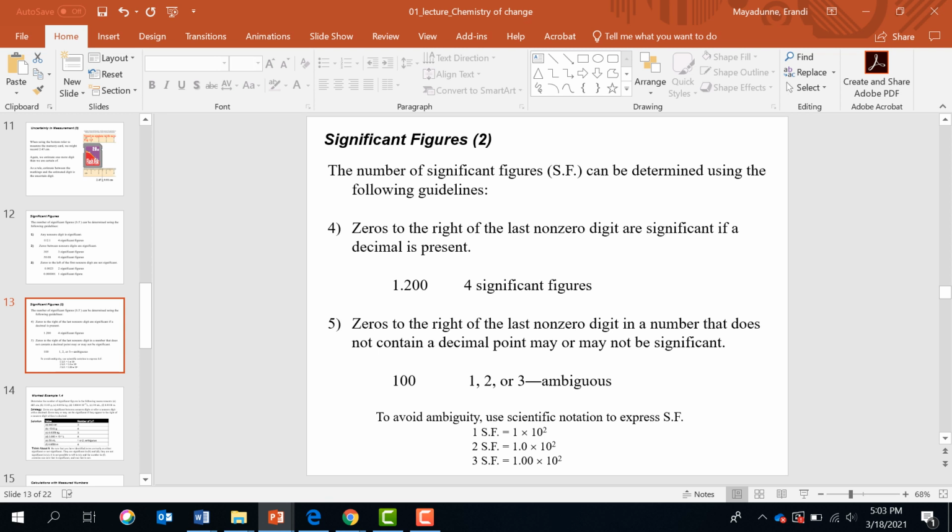This way, if I ask you how many Sig Figs, write it in scientific notation. How do you write in scientific notation? Think of it as a coefficient and 10 to the power. So you use scientific notation. If it is given as 1 times 10 to the power 2, this has 1 Sig Fig. 1.0 times 10 to the power 2 has 2 Sig Figs. It's like that. So this is how you say, okay, this is the significant number.